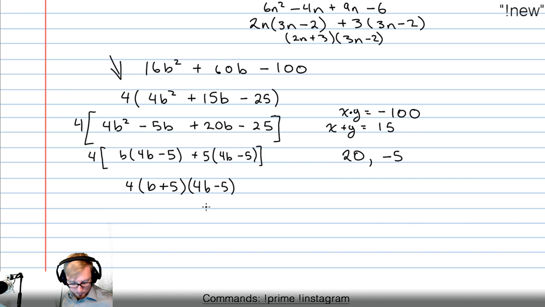And do you need the big brackets anymore? No, so you just rewrite it without the brackets. Done. So 4, open parenthesis, b plus 5, close parenthesis, open parenthesis, 4b minus 5.